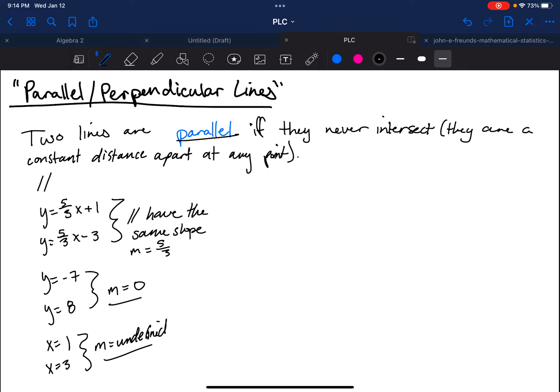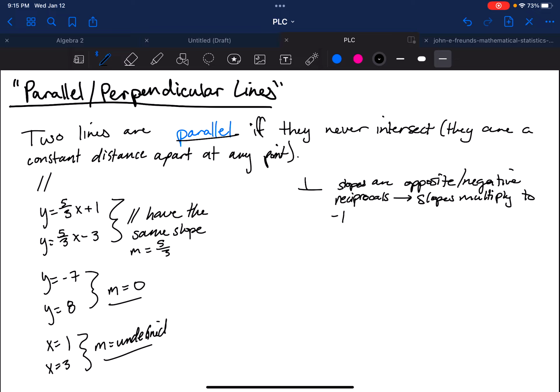Two lines are what we call perpendicular, this symbol here, when their slopes are opposite reciprocals. So slopes are opposite or negative reciprocals. Reciprocals. That's a tough word to spell. But basically, what this means, slopes multiply to -1. So let's look at one.